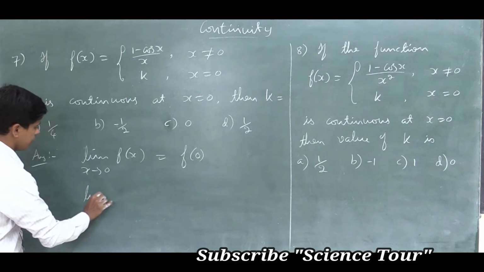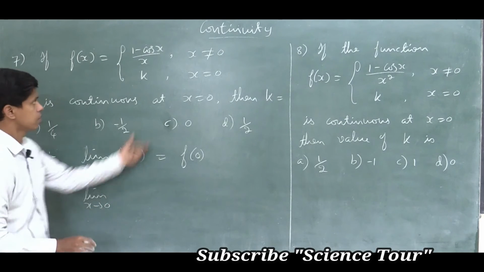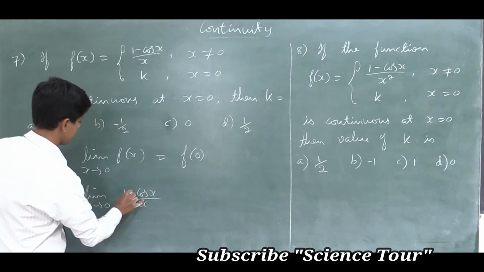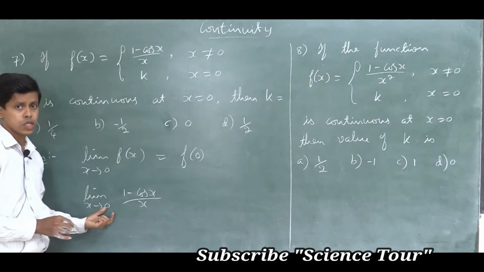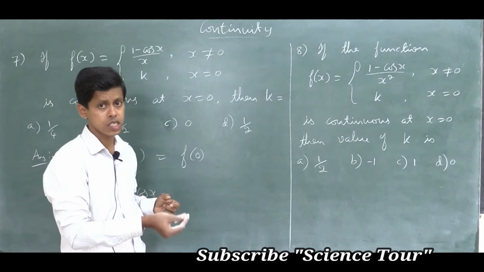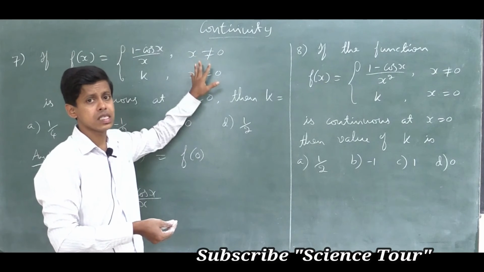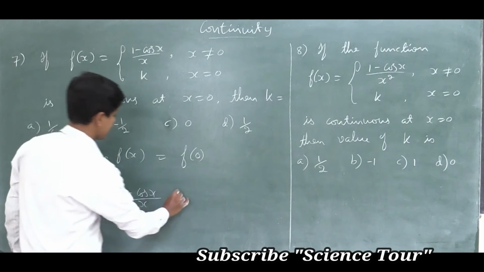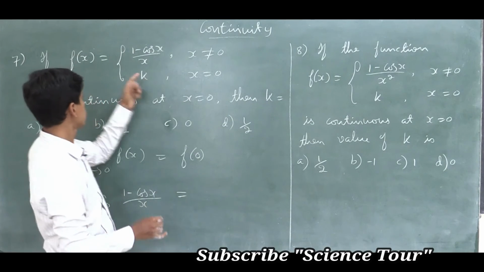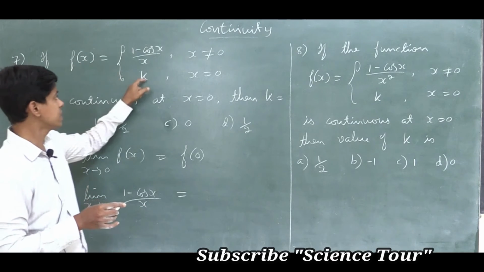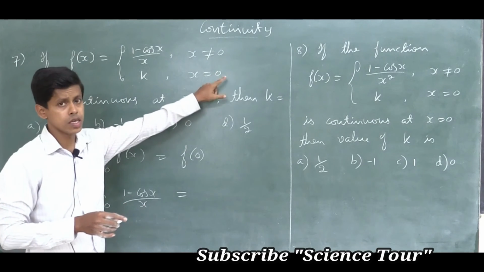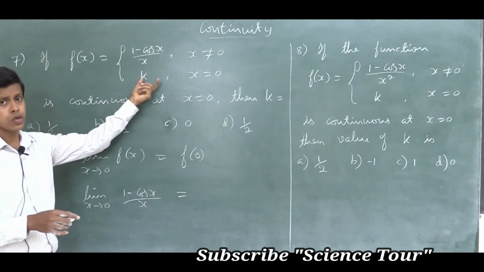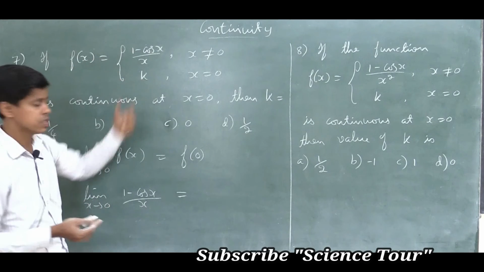Now let me replace f of x here, f of x being 1 minus cos x divided by x, because x tends to 0, so x is approaching 0. So x will be either less than 0 or greater than 0. Hence the function is 1 minus cos x by x, and that's equal to f of 0. So what happens to f of 0? f of 0 is k, because when x is equal to 0, f of x is equal to k. What does that mean? f of 0 is k.